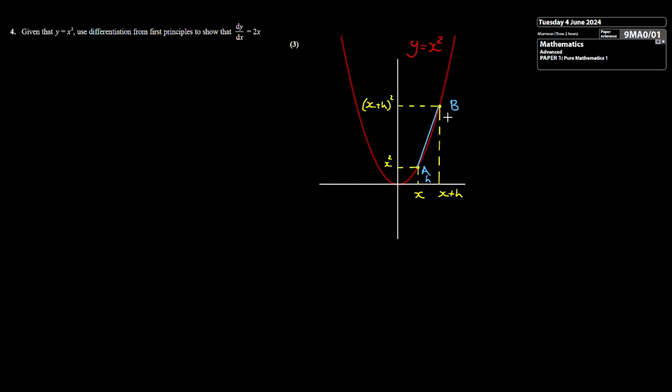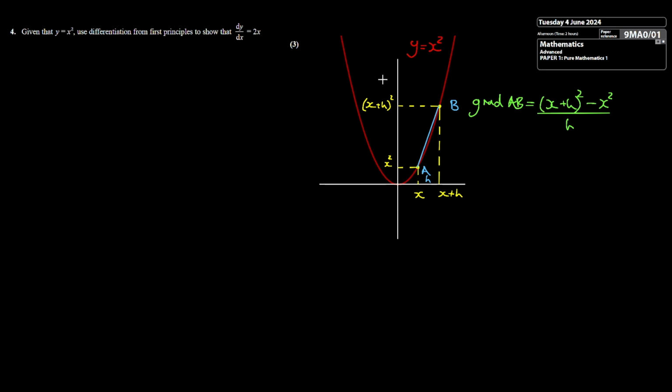And just before we start the actual proof, the gradient of AB, which is the rise over the run, the rise will be (x plus h) squared minus the lower value, and that will be divided by h. And the trick is that we're going to be moving B towards A all the time, so h will tend to go to 0, and we have to work out what this expression will go to.